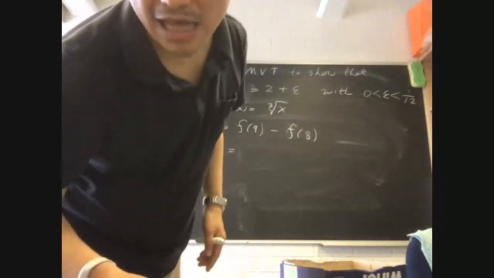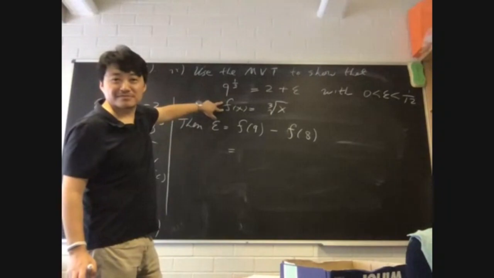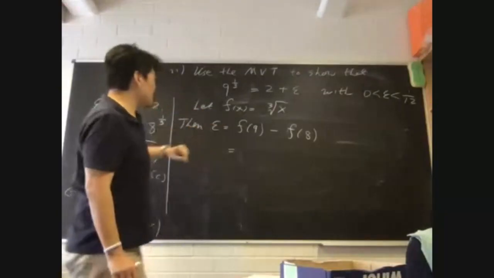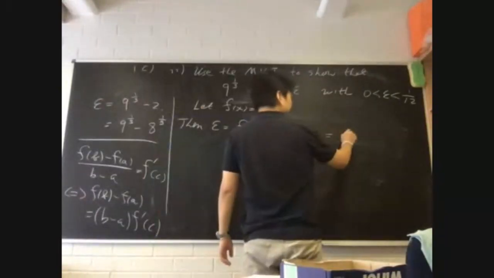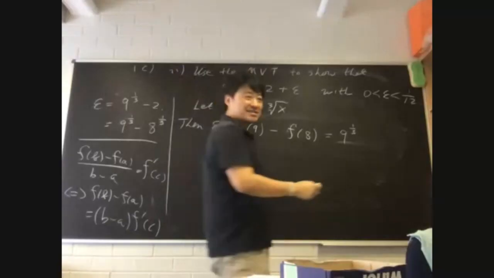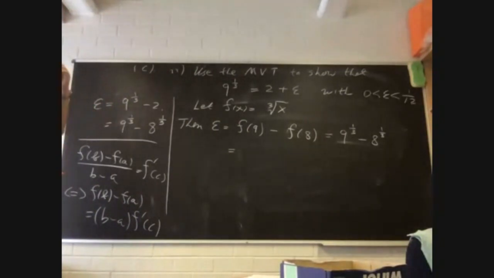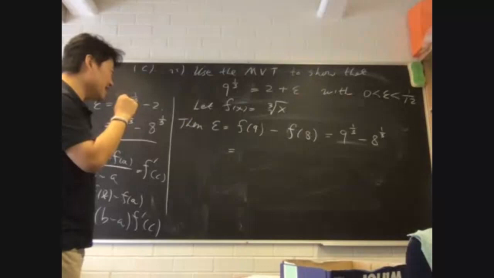I don't understand how epsilon is equal to f of 9 minus f of 8. Well, f is the cube root function, right? Yes, sir. So f of 9, that's the cube root of 9, right? And f of 8, that's the cube root of 8. That makes sense. That's basically how epsilon is defined here. So it's f of 9 minus f of 8.